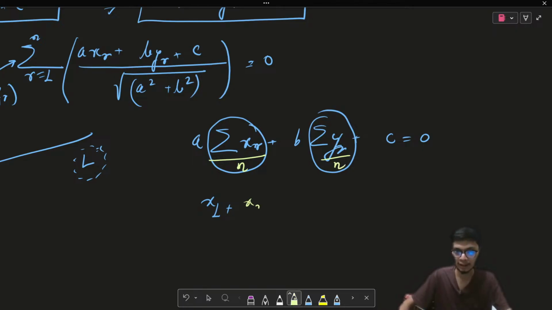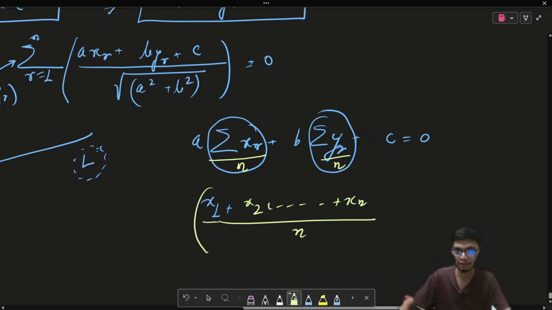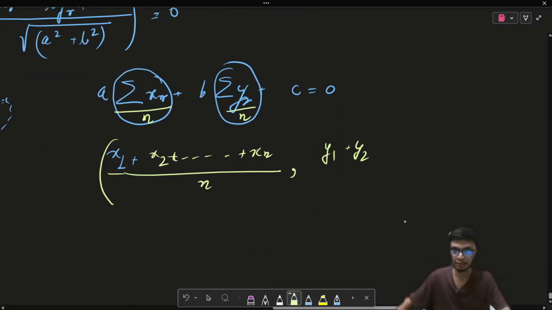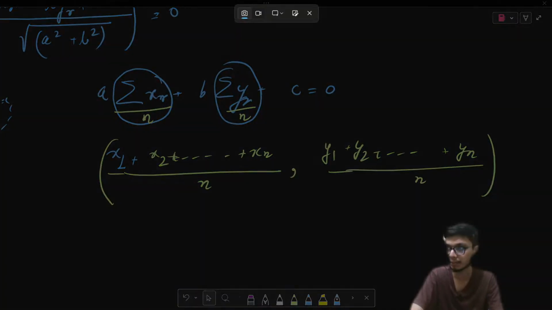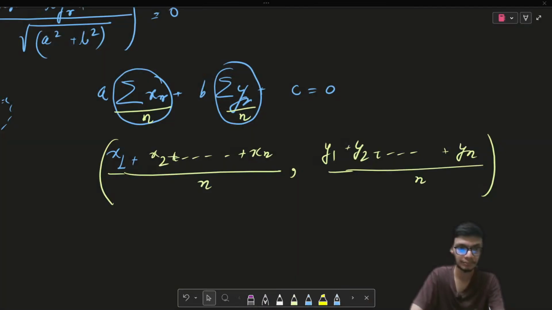Therefore the fixed point that this line is passing through is given as (x1 + x2 + x3 + ... + xn)/n comma (y1 + y2 + ... + yn)/n, right? So this is where this particular set of lines is passing through. I hope this is clear to all of you. Please take note of this particular statement. This is a very important statement, okay?